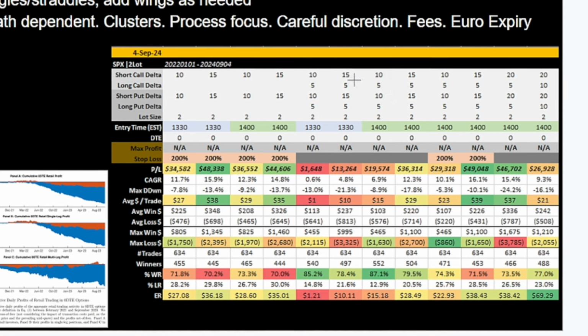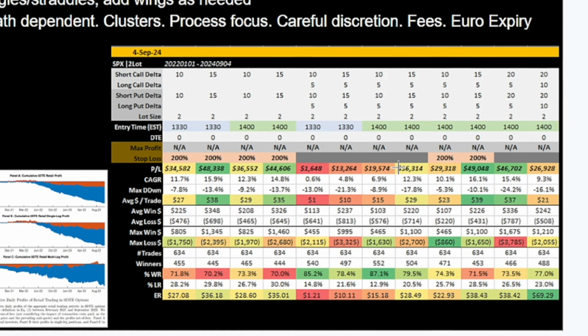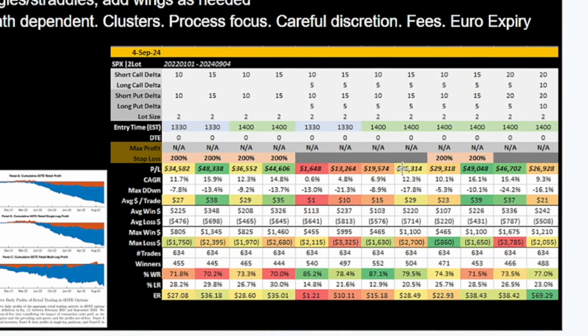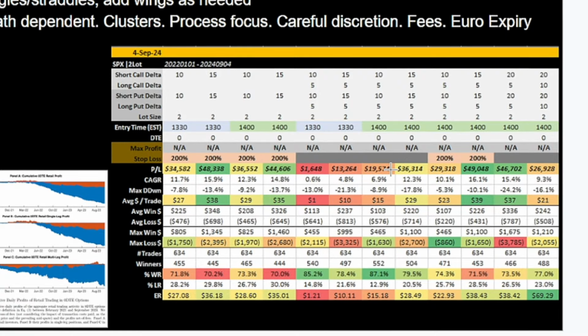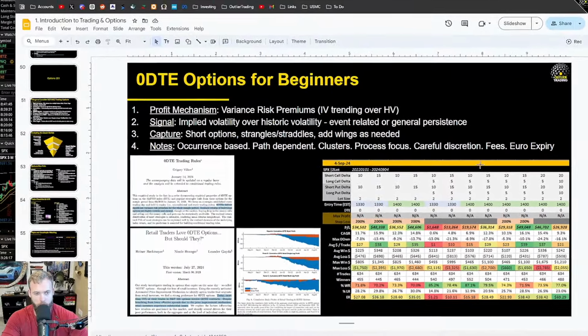So if we take a look at 10 delta, 15 delta, again, doing the entry at 1400, notice that the performance increases massively for the wider iron condors. Well, really for this, but again, take a look at the width of strikes and take a look at the impact on performance. So the first takeaway you can grab from here is that wider is better.